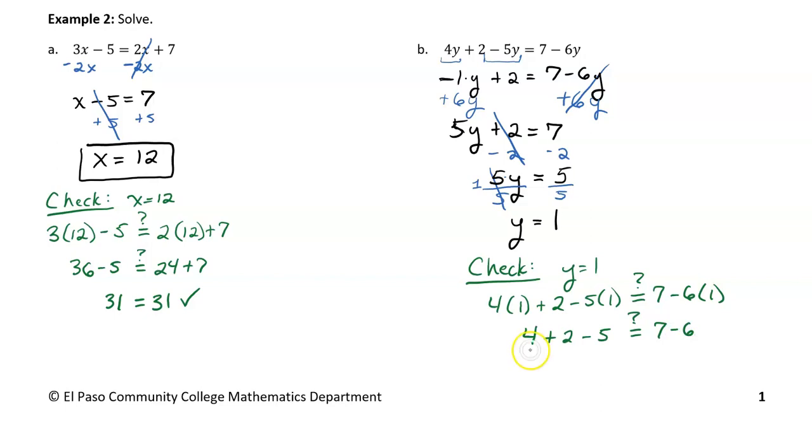Let's see. 4 plus 2 is 6. 6 minus 5 is in fact 1. 7 minus 6 is also 1. So we're good to go. My solution is y is equal to 1.